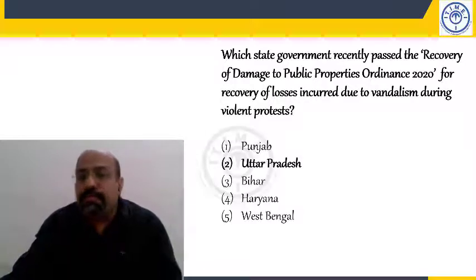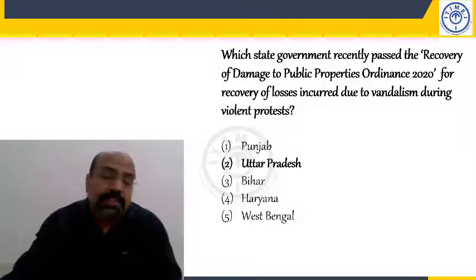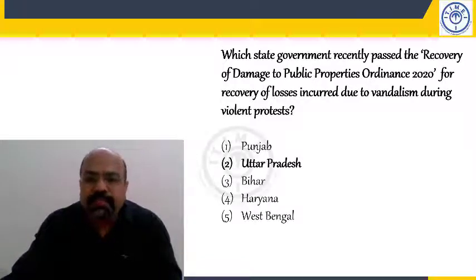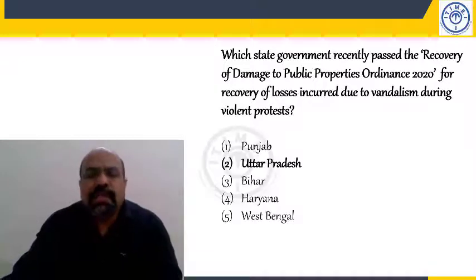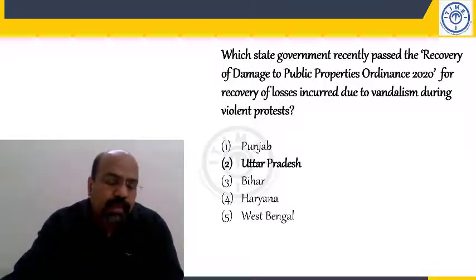So, who is the Chief Minister of Uttar Pradesh? We mentioned Yogi Adityanath. Chief Minister of Punjab is Captain Amrinder Singh. Bihar is Nitish Kumar. Haryana is Manohar Lal Khattar. West Bengal is Mamata Banerjee.